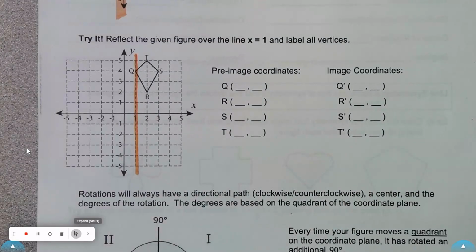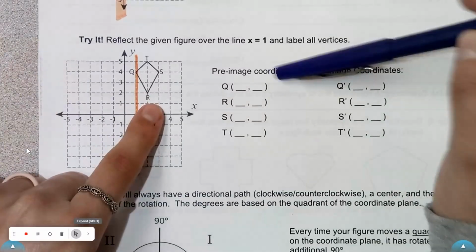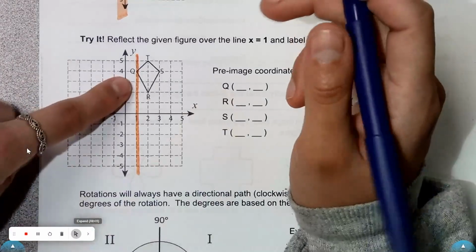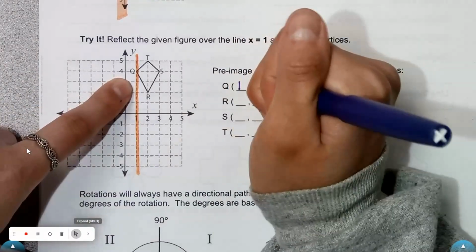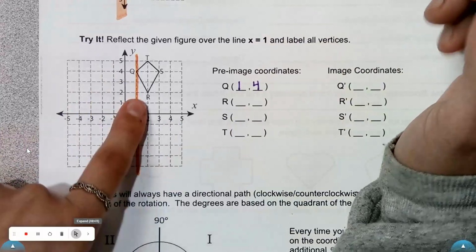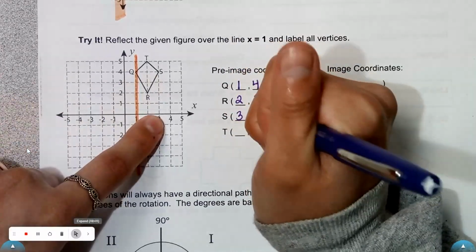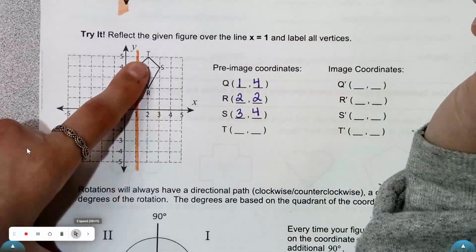I'm going to write the pre-image coordinates, so the coordinates for the shape that I already have right here on the left. So for Q, that's at 1, 4. For R, that's at 2, 2. For S, that's at 3, 4. And for T, that's at 2, 5.